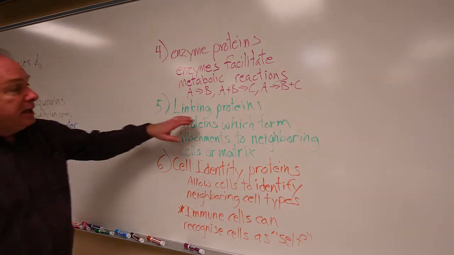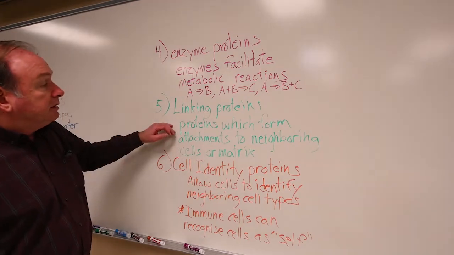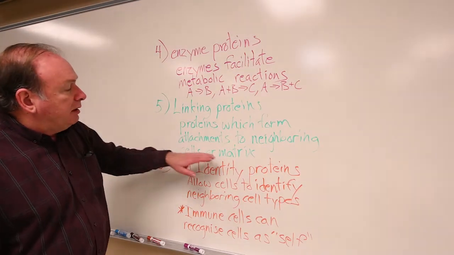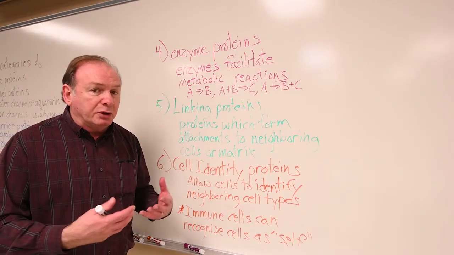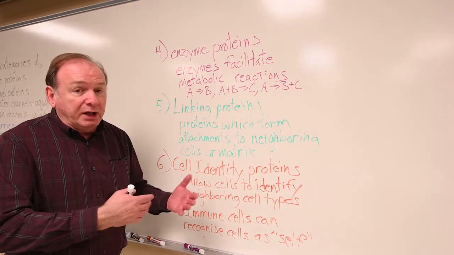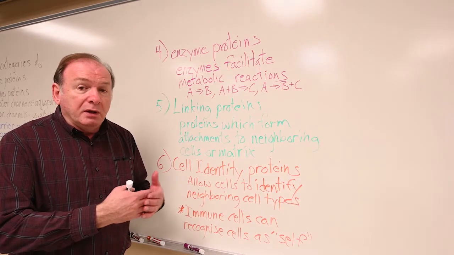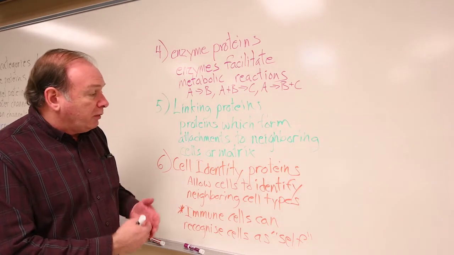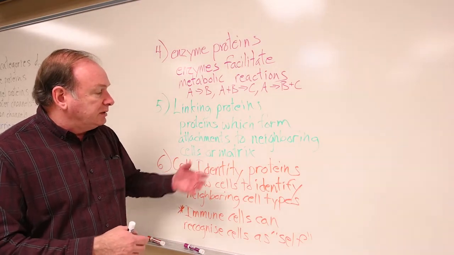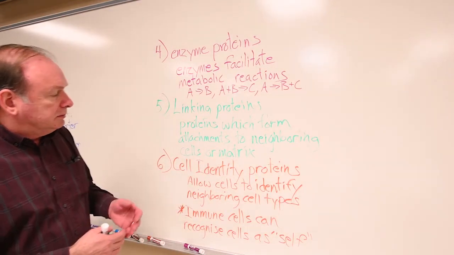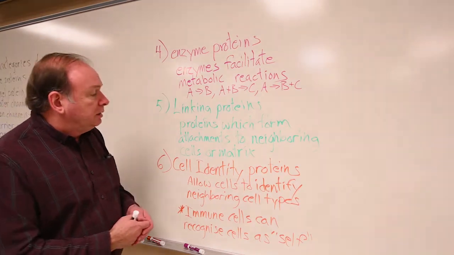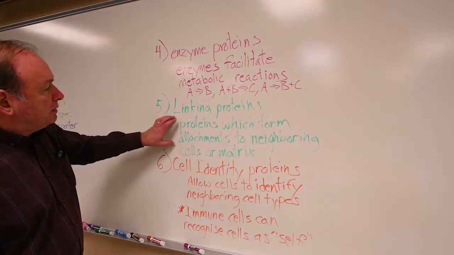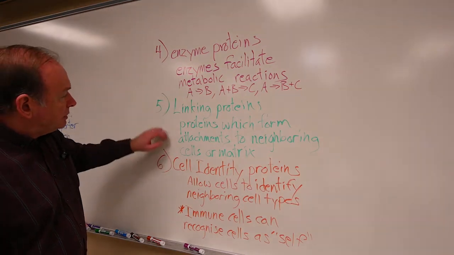Number 5, linking proteins. These proteins form attachments to neighboring cells or matrix. Now, matrix is a term for things that are not cellular, found in the tissues, that make up that material between cells. So there's bone matrix, cartilage matrix, some places it's just collagen matrix or other kinds of fibers out there. But anyway, so you have different kinds of linking proteins, number 5.